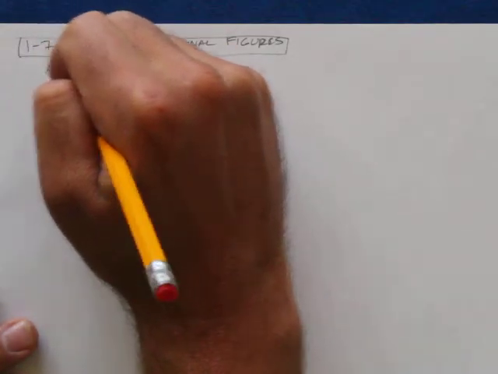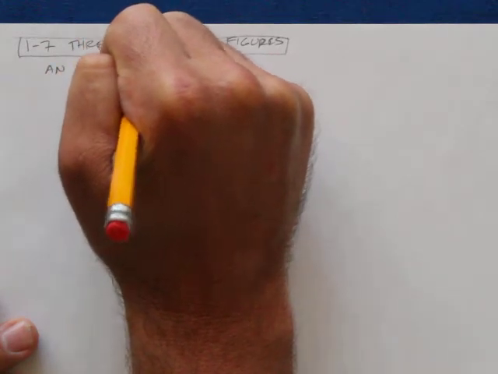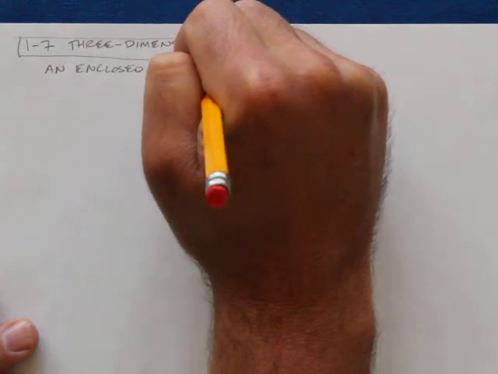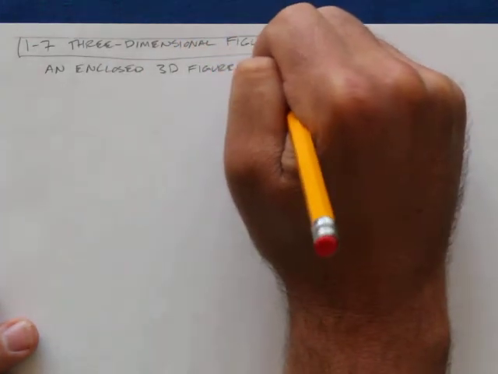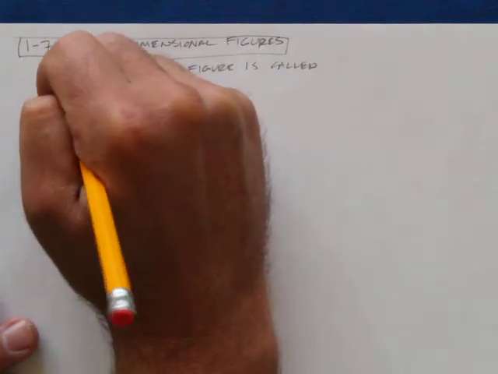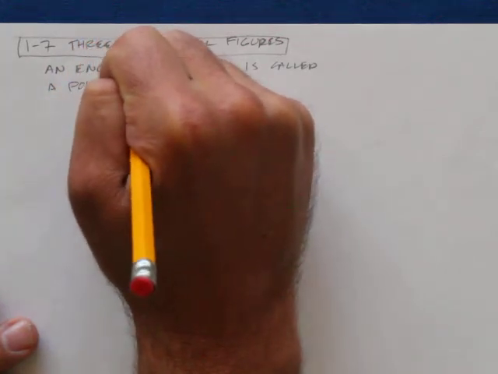Okay, so an enclosed three-dimensional figure is called a polyhedron.